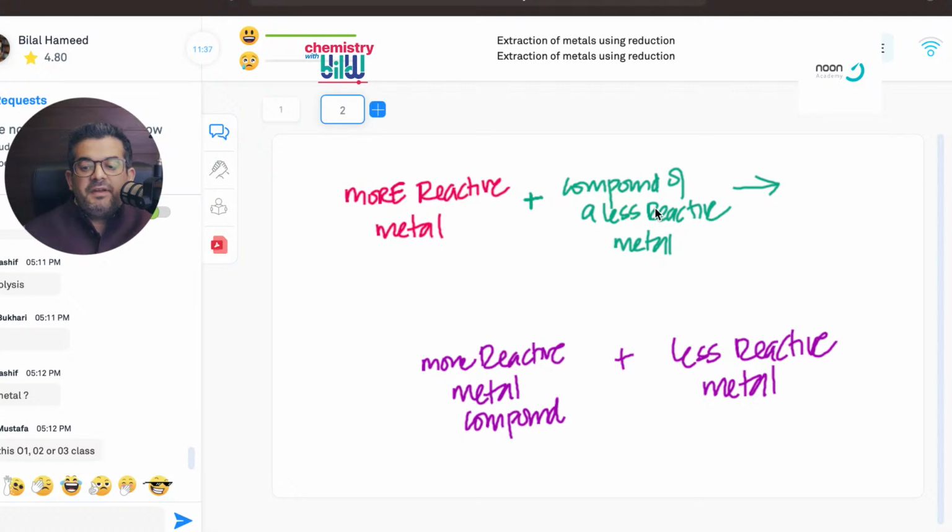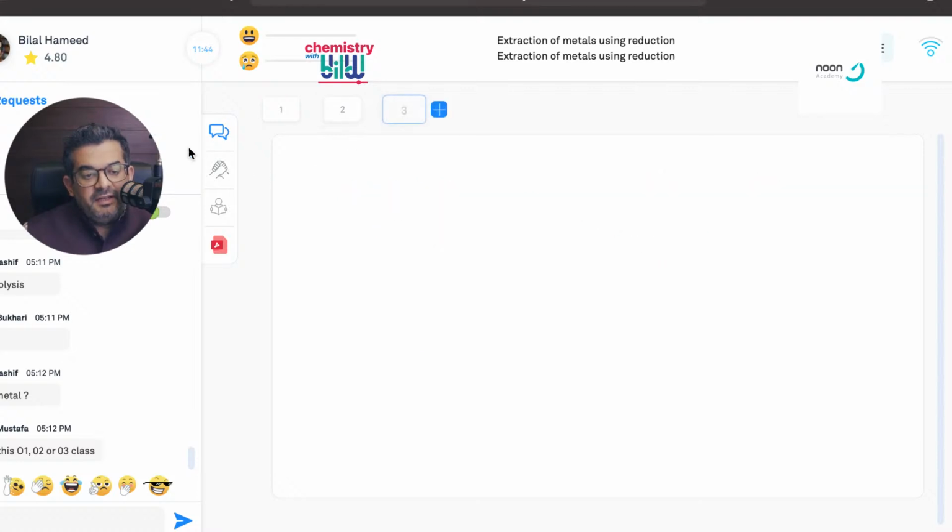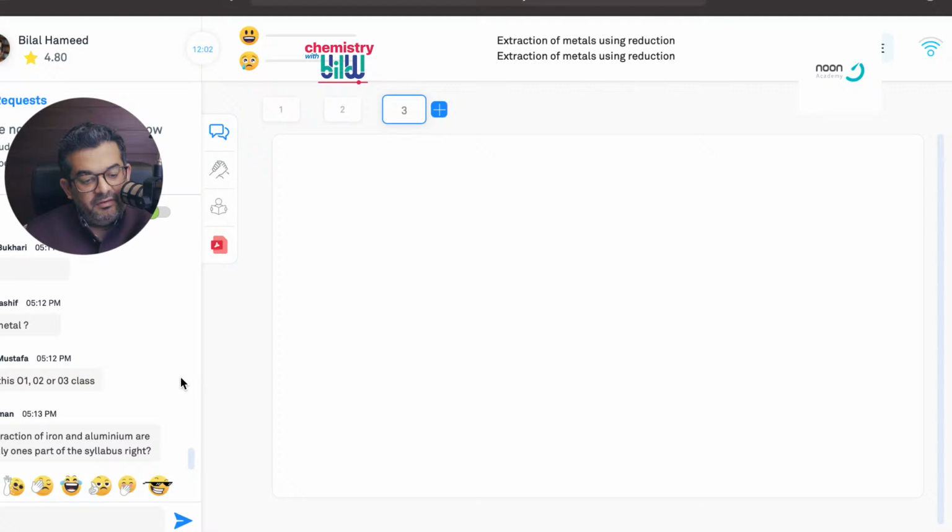Now, one of the compounds we use, because you see, we're going to talk about industrial processes. For an industrial process, we need something that is cheap. This is chemistry. You can call it O2, you can call it O3. This chapter in some schools is done in O2, in some schools is done in O3. Alright?